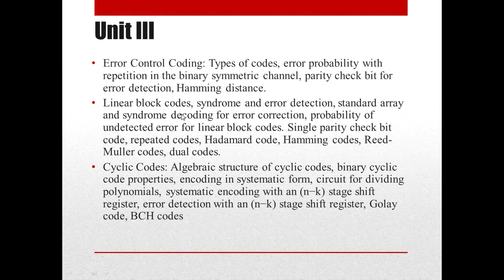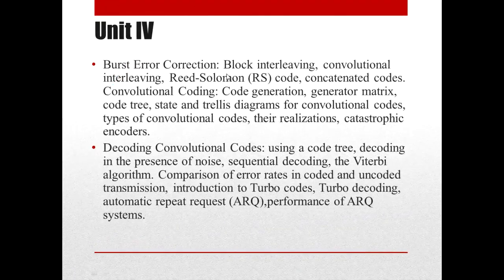There are different types of coding algorithms which we will be studying here, such as linear block codes, repetition codes, Hadamard codes, cyclic codes, etc. And in the 4th unit we have a continuation of something called burst error correction. Burst error correction is basically when a bunch of bits will be in error, and we would be seeing how to correct these particular errors. Then we will have convolutional coding and decoding, followed by certain comparisons and turbo codes.